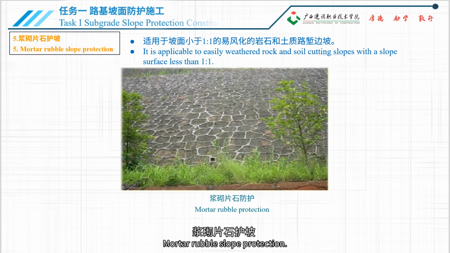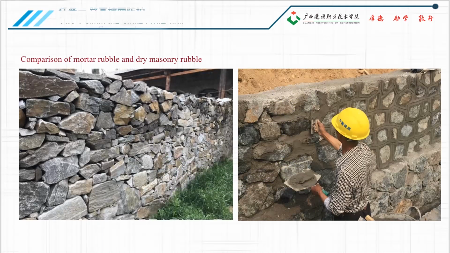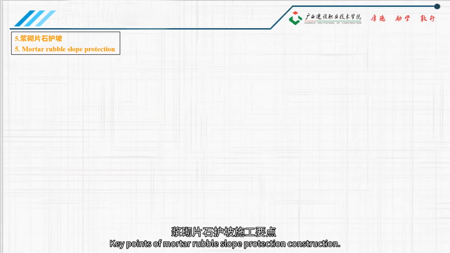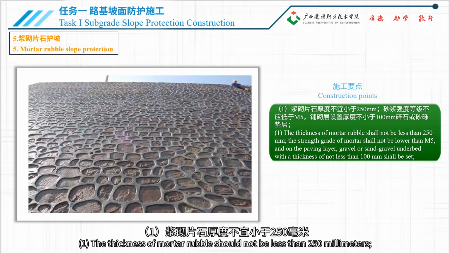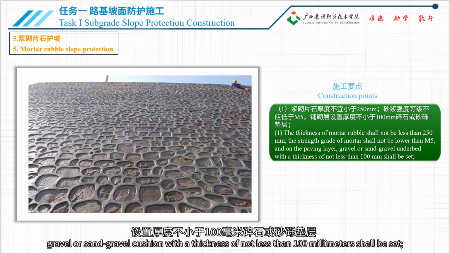Mortar rubble slope protection. It is applicable to easily weathered rock and soil cutting slopes with a slope surface less than 1 to 1. Mortar rubble, mortar plus rubble. Dry masonry rubble, pure rubble. Key points of mortar rubble slope protection construction. 1. The thickness of mortar rubble should not be less than 250 millimeters. The strength grade of mortar shall not be lower than M5, and on the paving layer, gravel or sand gravel cushion with a thickness of not less than 100 millimeters shall be set.